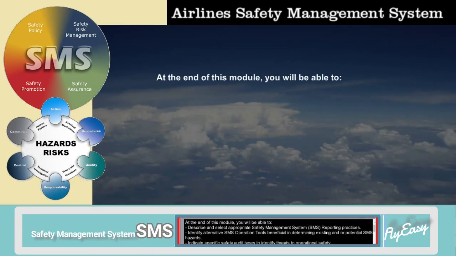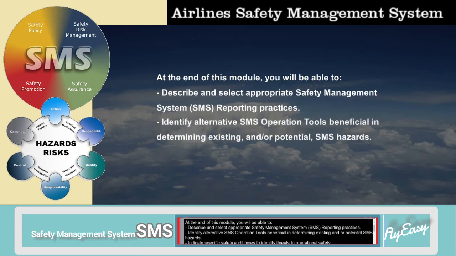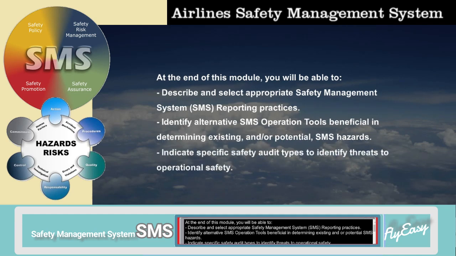At the end of this module, you will be able to describe and select appropriate Safety Management System SMS reporting practices. Identify alternative SMS operation tools beneficial in determining existing and/or potential SMS hazards. Indicate specific safety audit types to identify threats to operational safety.